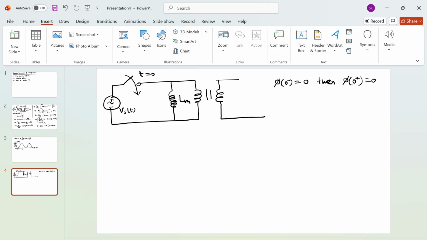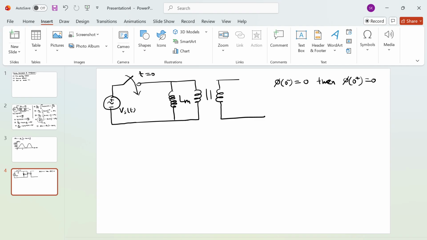So you cannot change the core flux suddenly, so it tries to maintain continuity in the flux, also continuity in inductor current and continuity in capacitor voltage. Okay, now let's assume that after performing the switch, there will be some transient phenomena and some steady state phenomena.